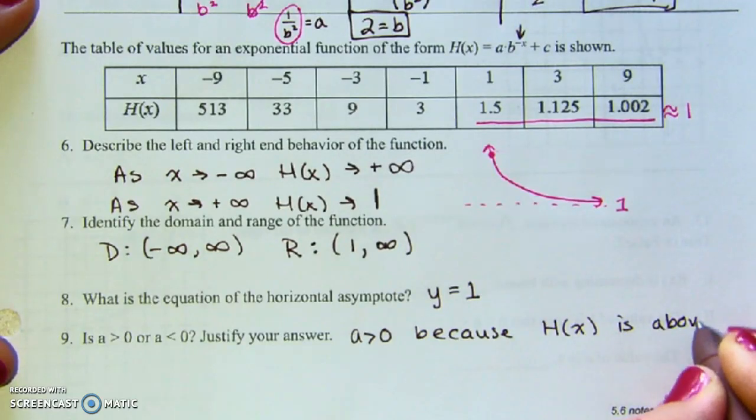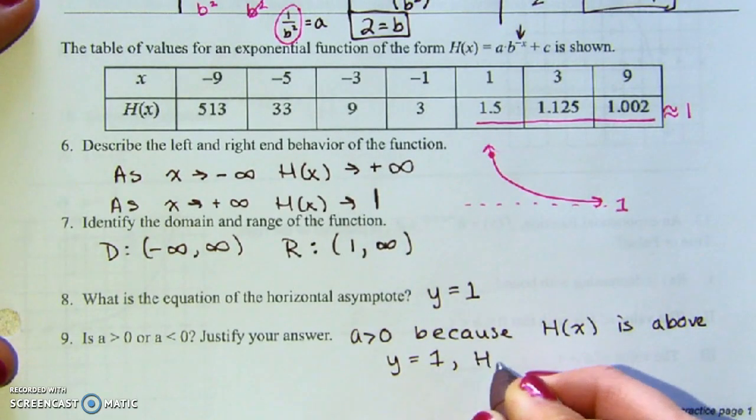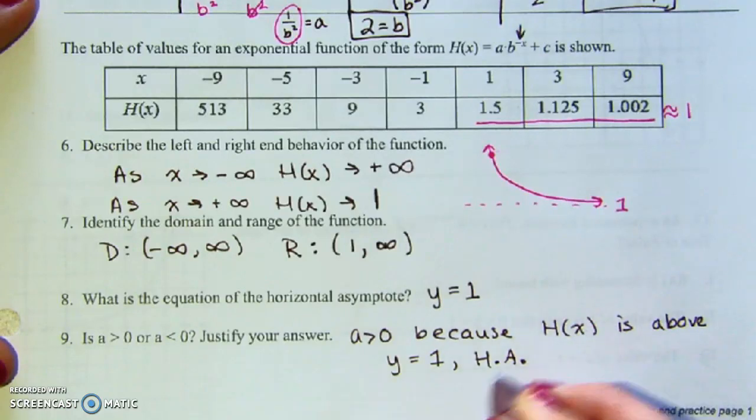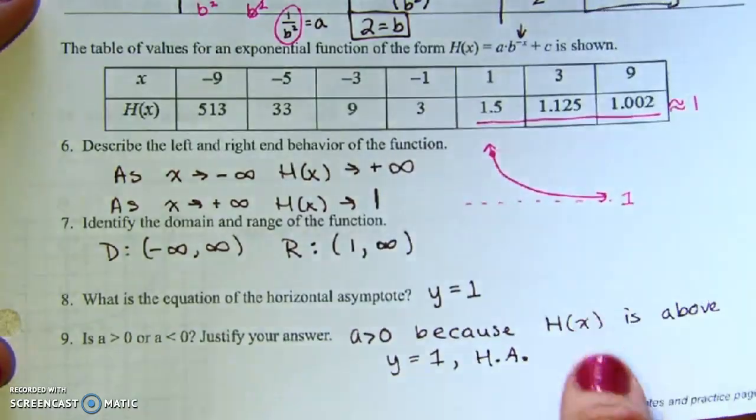All the y values are above y equals 1, which is the horizontal asymptote. Careful, this is h of x and the horizontal asymptote is h. We use HA. Okay, we're going to keep going.